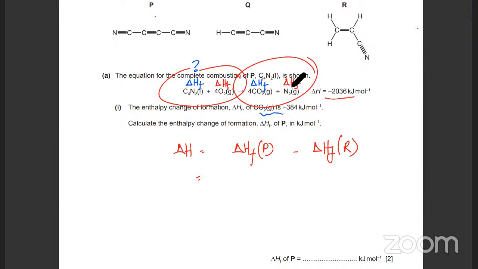The product is 4 CO2, so that's 4 into minus 394. The other one is 0. Make sure you use brackets, and then the other one is 4 into X, which is the unknown, and the O2 is 0. The overall enthalpy change is minus 2036. So can anyone tell me what the answer for this is? 500. Okay, exactly, 500. Yes, sir. So I said that one is 500.